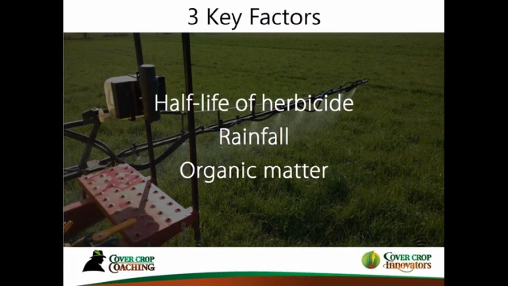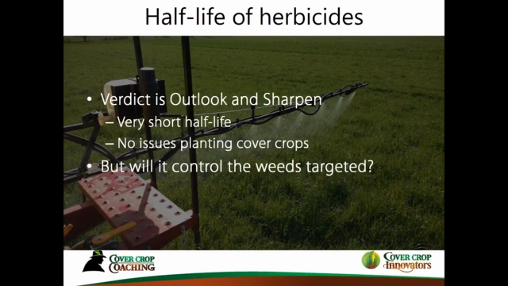I want to look at three key factors. Number one, and I think maybe the most important, is understanding the half-life of herbicides. Probably most of us know what that means. I'll describe this a little later, but that, I think, is probably the most important thing to understand. The next is rainfall, from the time of application until the time of the planting of the cover crop. And then organic matter plays a significant role in all this as well. So that's pretty much the three main topics I want to talk about today.